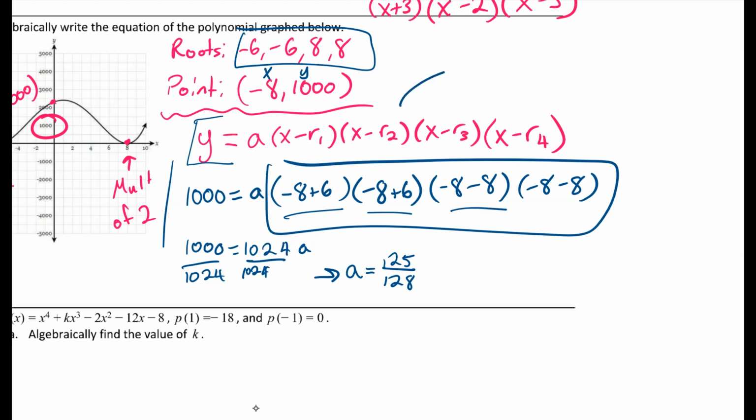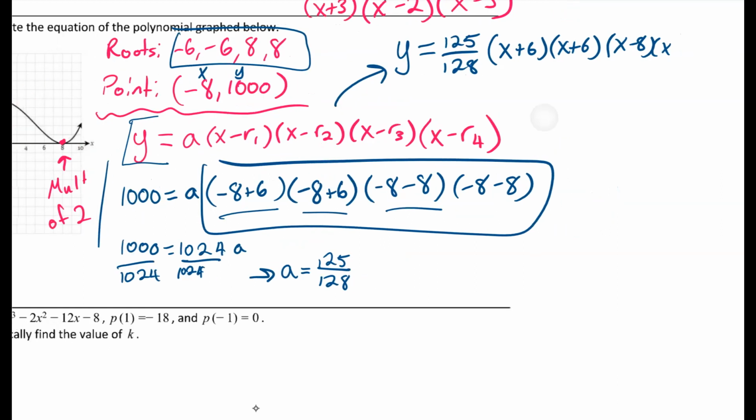So let's take a look at that. What would this look like if I put all my pieces in? We're always going to have y equals, and we're always going to have x in our equations. We just need to replace the roots and the leading coefficient. So the leading coefficient we calculated, and my roots I already know, right? It's x plus 6 times x minus 8 times x minus 8.